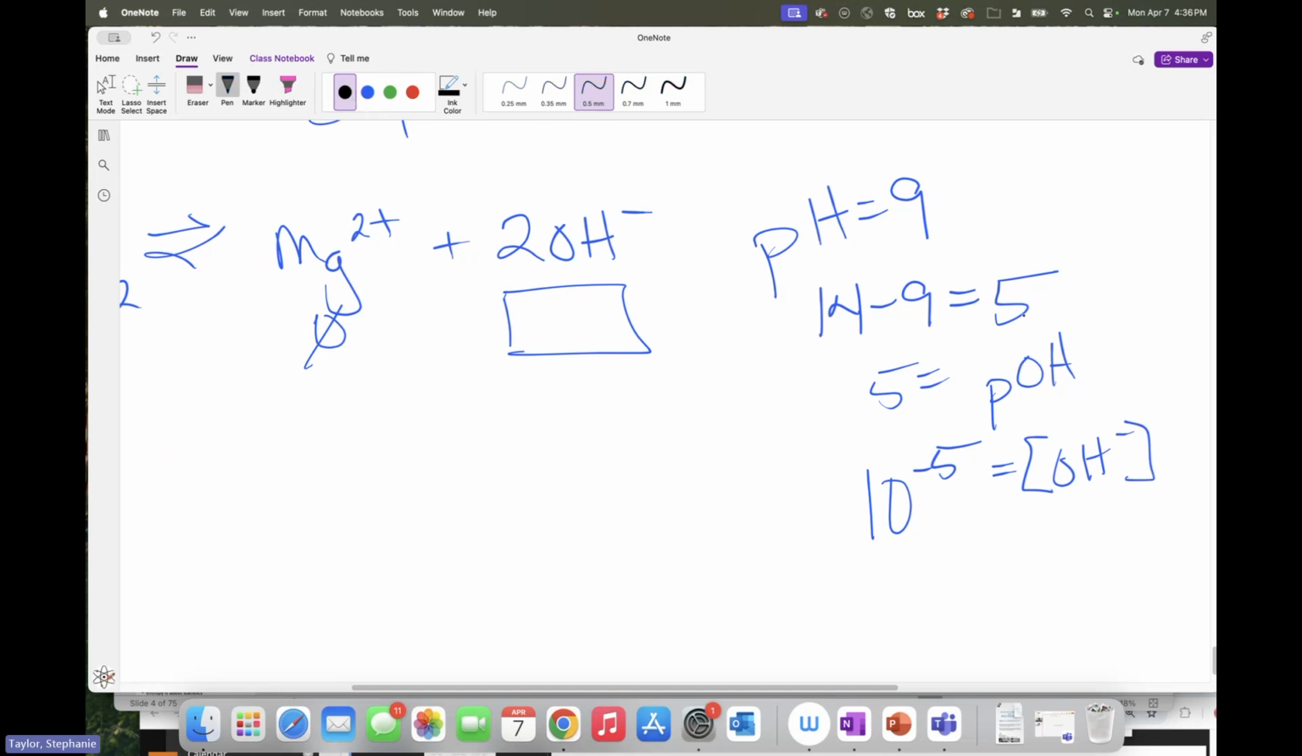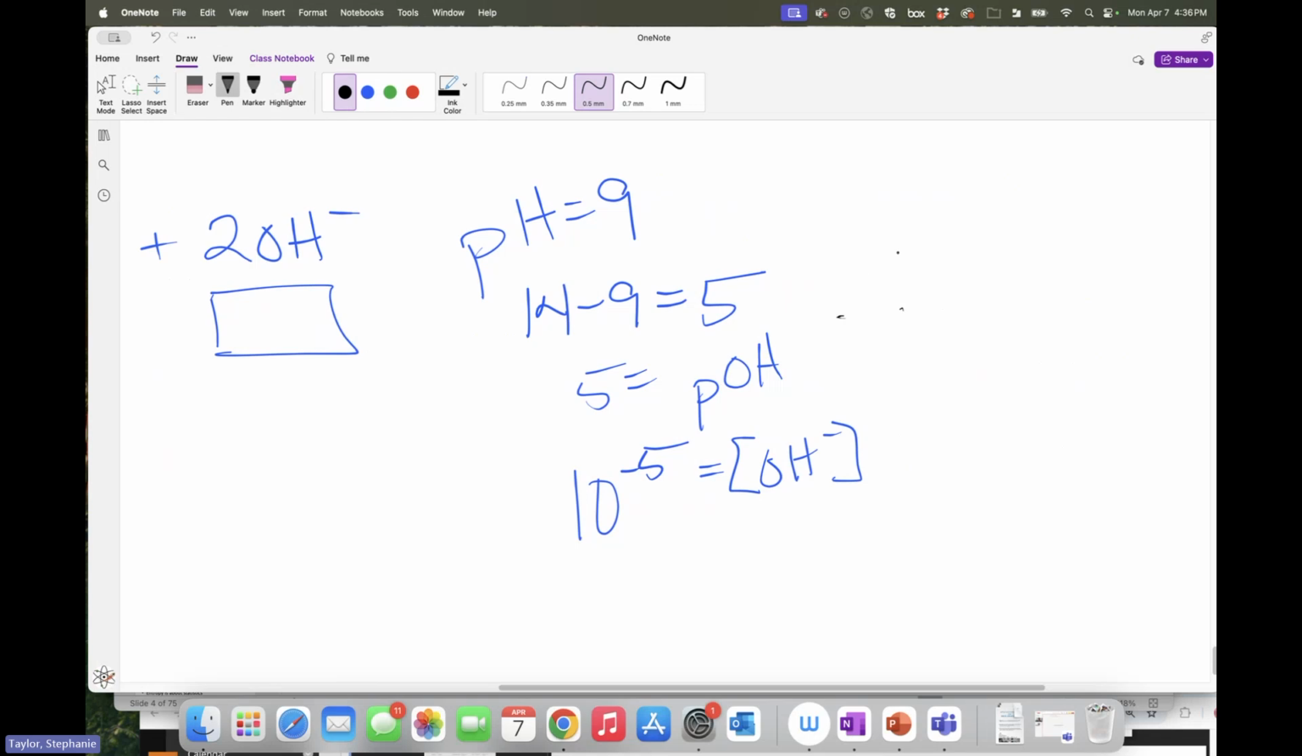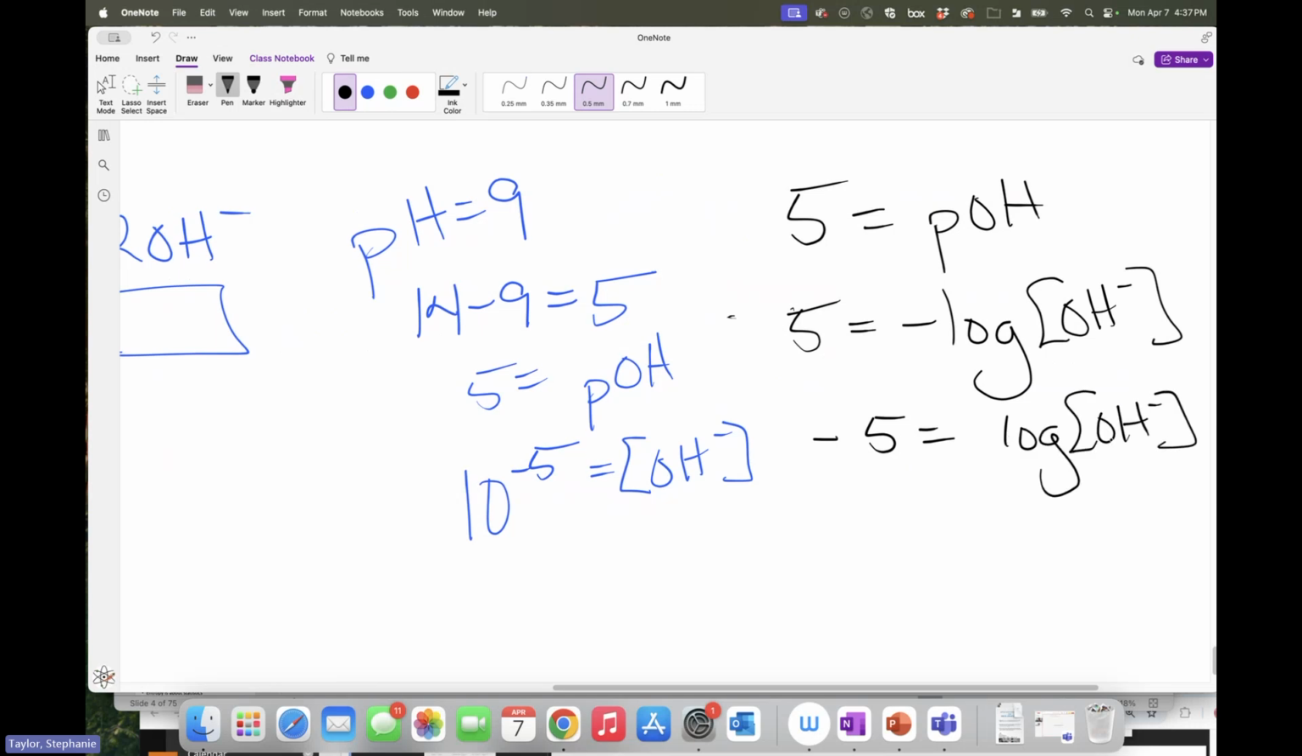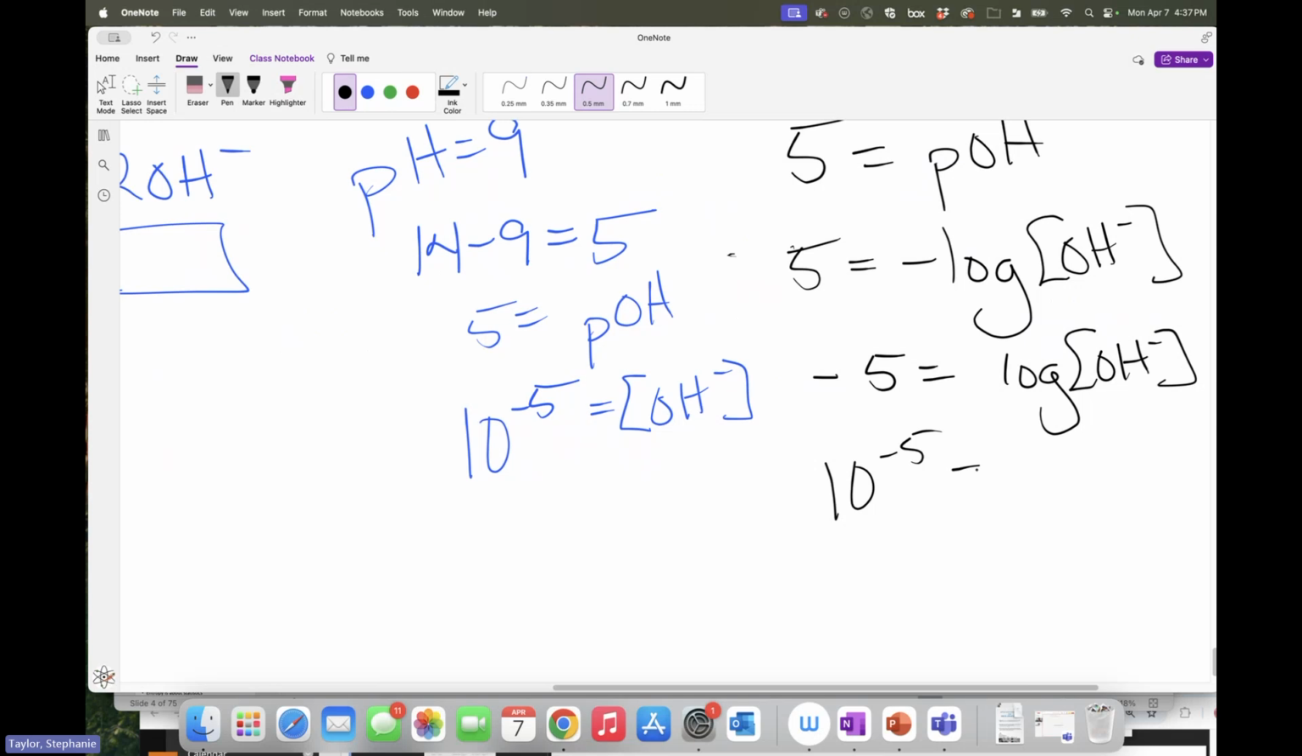I did skip a few steps in there. So in case you're curious, the steps I skipped was from 5 equals pOH. This is also 5 is equal to the negative log of my hydroxide concentration, which means negative 5 is equal to the log of my hydroxide concentration, which means that 10 to the negative 5 is equal to my hydroxide concentration. Doing this 10 to the negative is just part of the formula. Using the 10 to the whatever it is essentially how I get out of the logarithm.